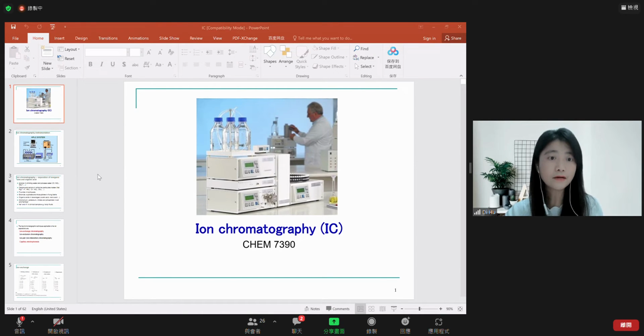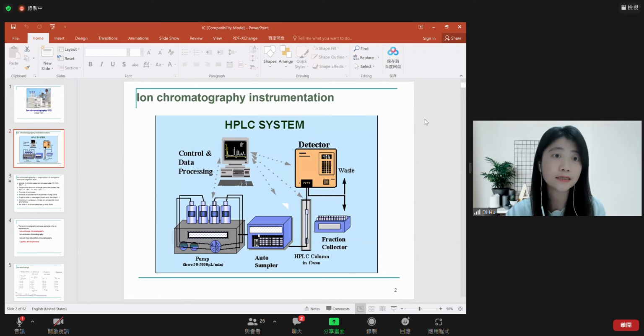Okay, so for ion chromatography, we mentioned a little bit last week, right? Just a little bit last week. And so for ion chromatography, we say that ion chromatography actually is an analytical technique. So we're going to talk about this one.